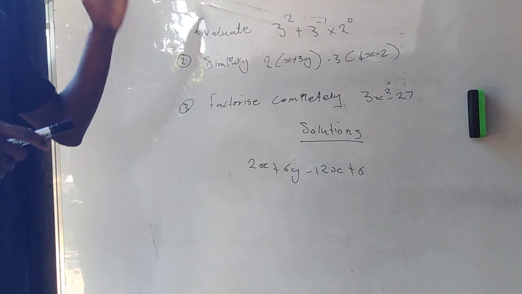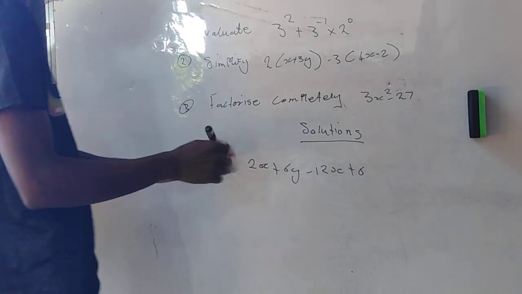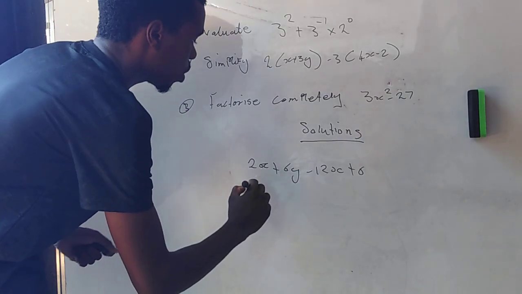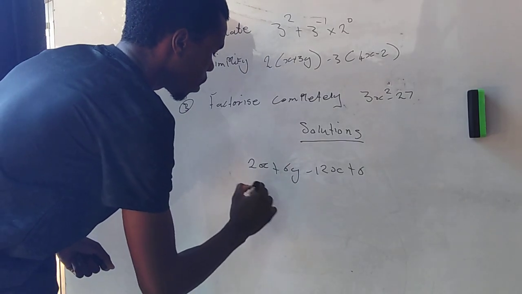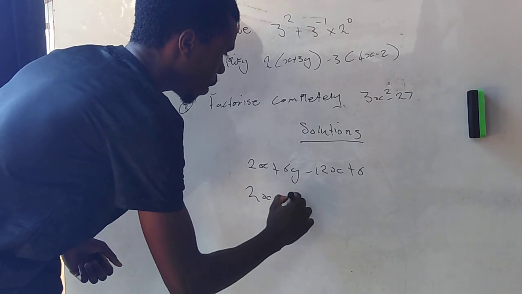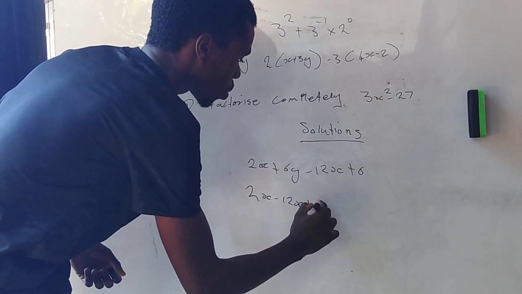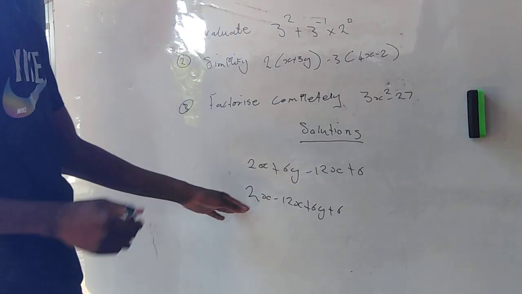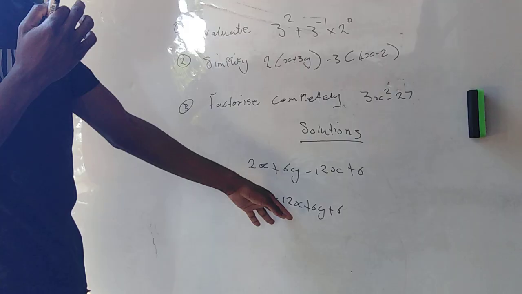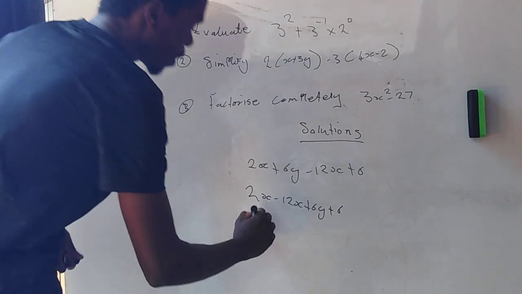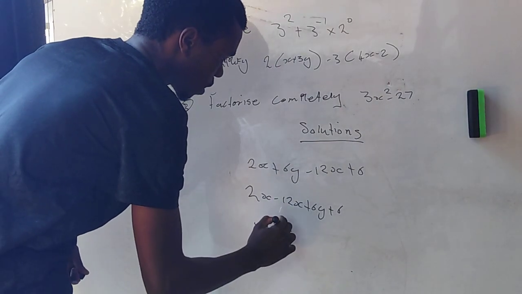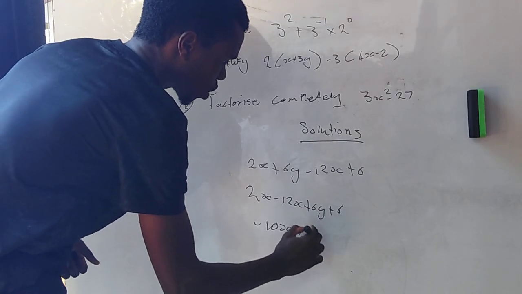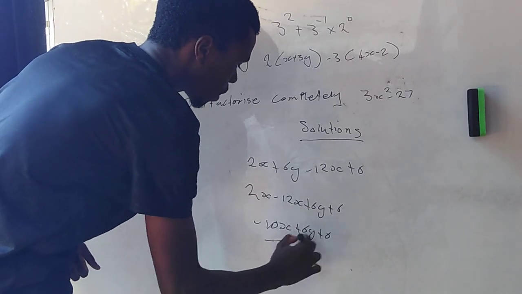Then from there, I'll put the like terms together. I'm going to have a 2x minus a 12x plus 6y plus a 6. Here, 2x minus 12x, I'm going to have a negative 10x. Negative 10x plus 6y plus 6.